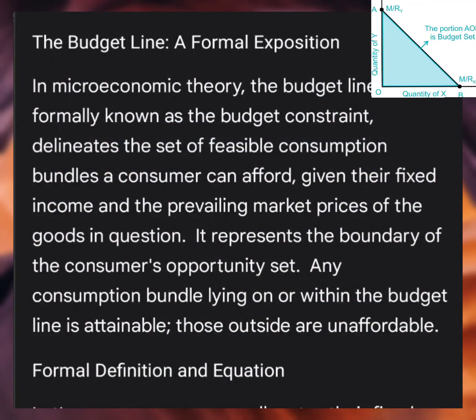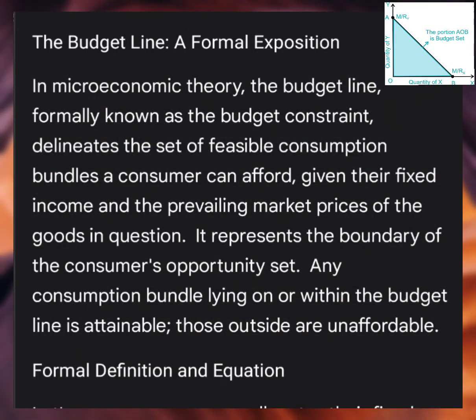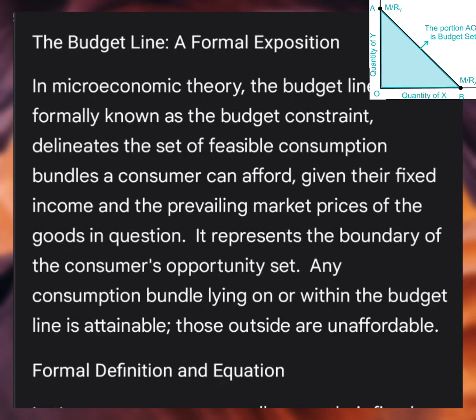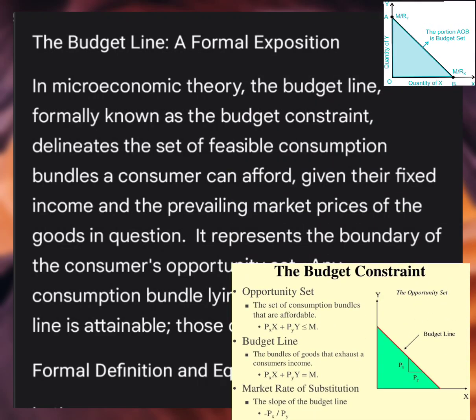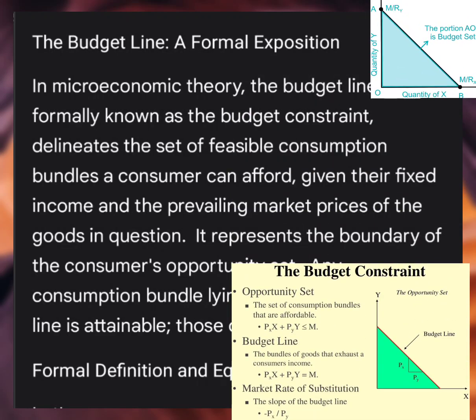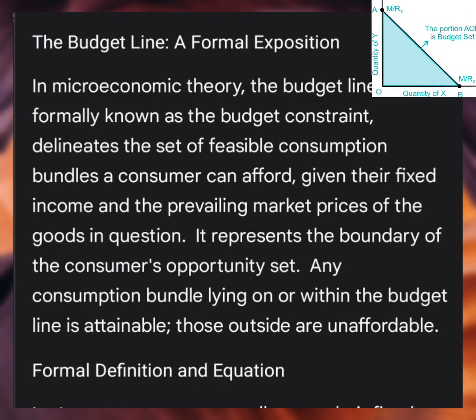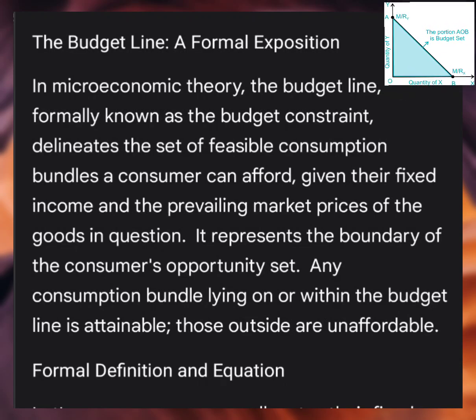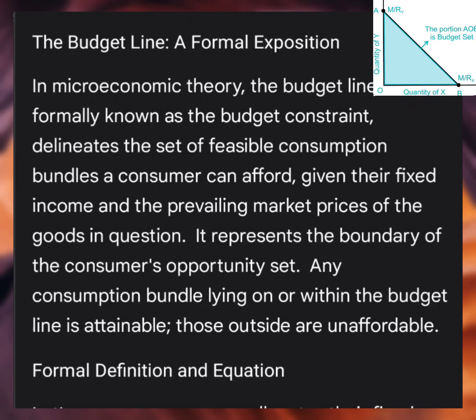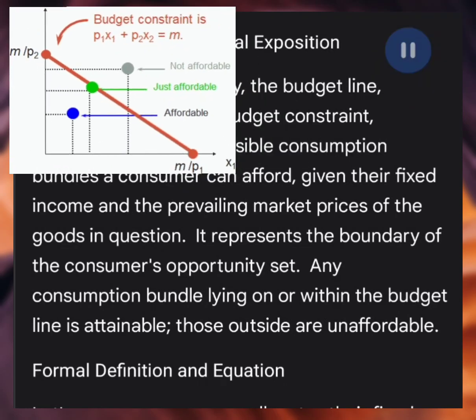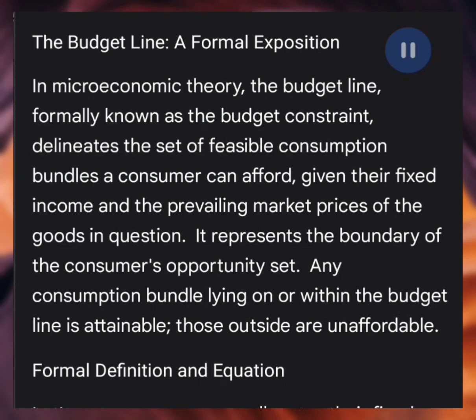The budget line, a formal exposition. In microeconomic theory, the budget line, formerly known as the budget constraint, delineates the set of feasible consumption bundles a consumer can afford, given their fixed income and the prevailing market prices of the goods in question. It represents the boundary of the consumer's opportunity set. Any consumption bundle lying on or within the budget line is attainable; those outside are unaffordable.